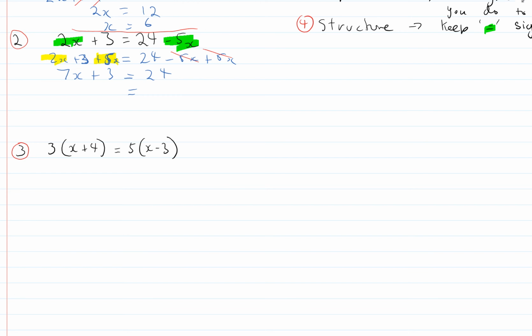I need to get rid of the 3, so I'm going to minus the 3. 7x plus 3 minus 3, 24 minus 3 gets me 21, and they cancel out, just gives me 7x. And of course I just need to divide both sides by 7. 7 divided by 7 gives me 1, and 21 divided by 7 gives me 3.